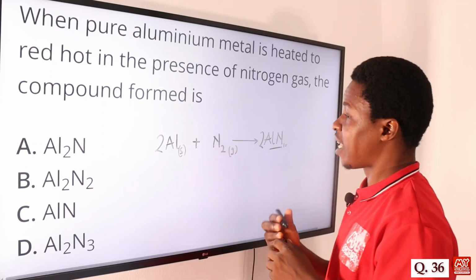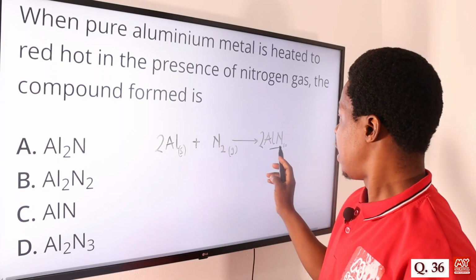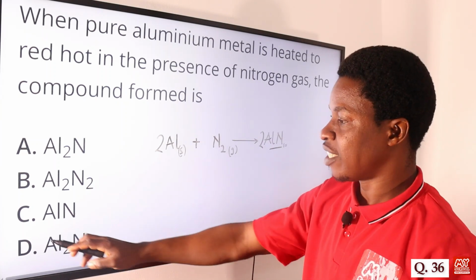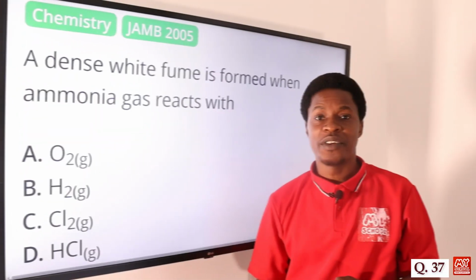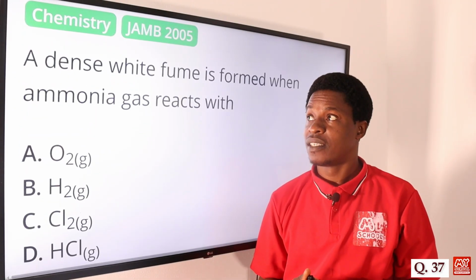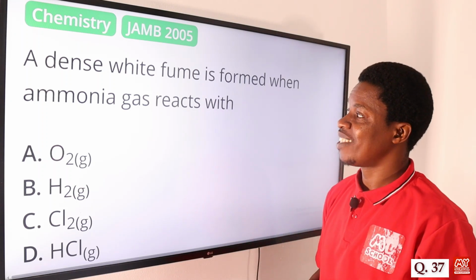Okay, it says form, so we have option A is Al2N, no, Al2N2, no, AlN, yes. So the correct answer is option C. Now we are moving on to question number 37. A dense white film is formed when ammonia gas reacts with.